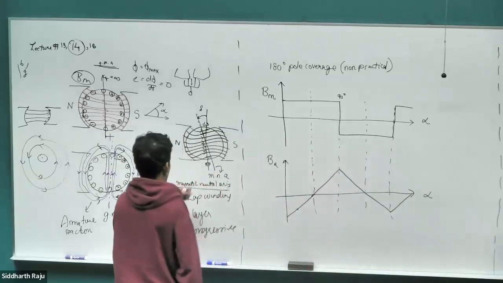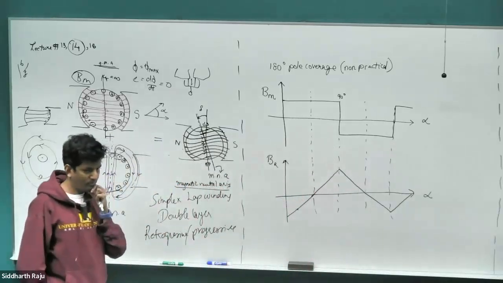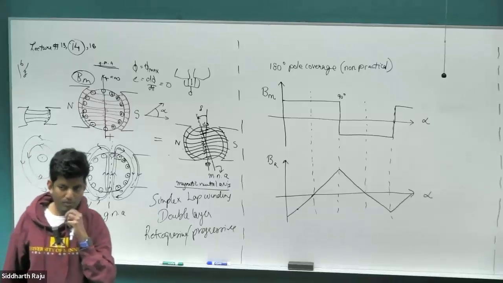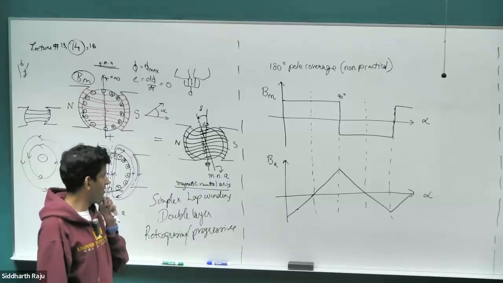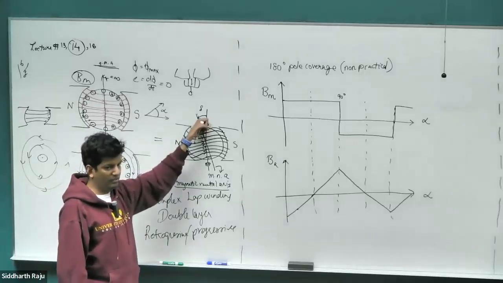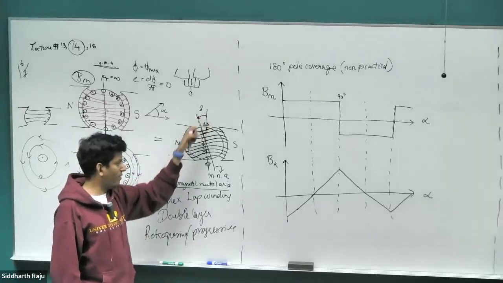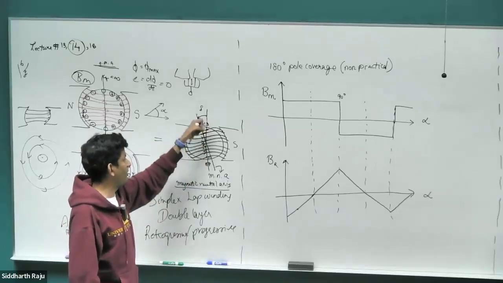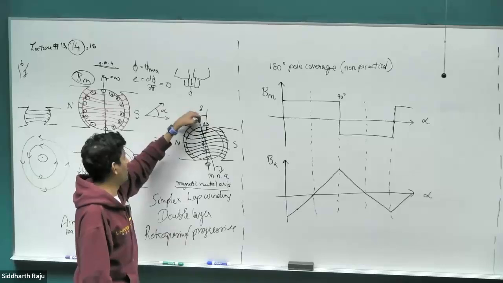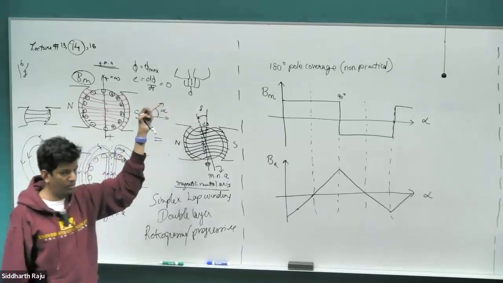So what is now going to be the problem because of this? What is going to be the issue? Our commutator is still here though, right? Our commutator hasn't moved. So now when the coil is at 90 degree, the commutator is shorting the coils, but unfortunately the EMF across the coil is not zero.